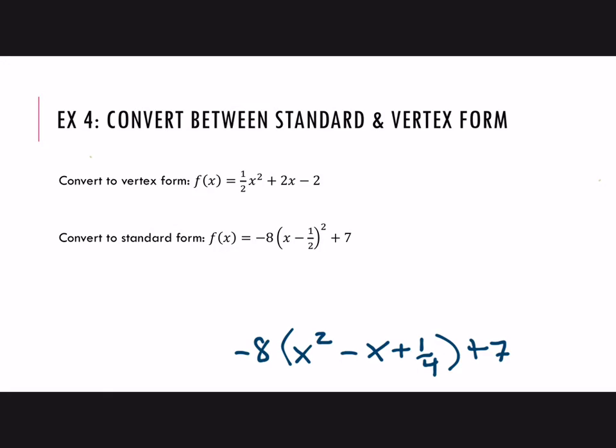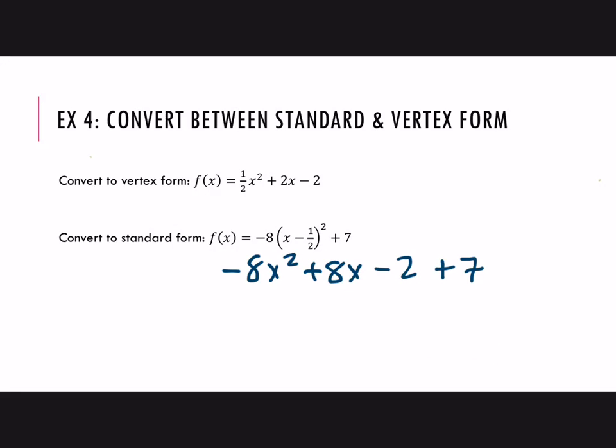Alright, so distribute the negative 8, so we get negative 8x squared. Negative 8 times negative x is positive 8x, and negative 8 times positive 1/4 is negative 2, and then plus 7. Alright, and then the last thing to do is combine the like terms, so negative 2 plus 7 is positive 5. And there we go. Alright, there's standard form.